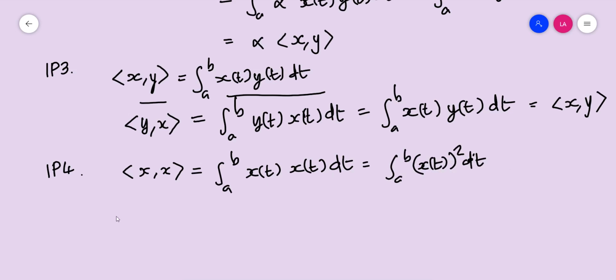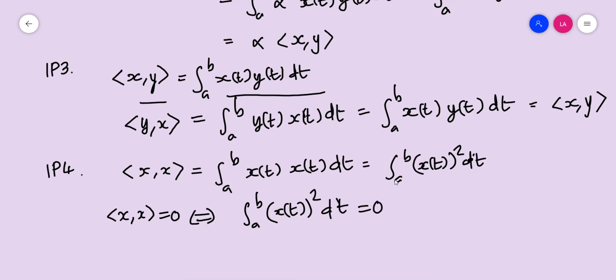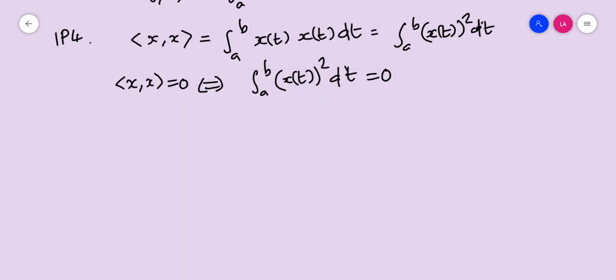Okay, now inner product xx equal to 0 means integral a to b x of t the whole square dt is equal to 0. Now x of t is a continuous function. It's actually considered to be a real valued function. Then its square is always a positive real valued function. So this is actually a positive, continuous function on the closed interval [a,b], and its integral is equal to 0, then we have a result.